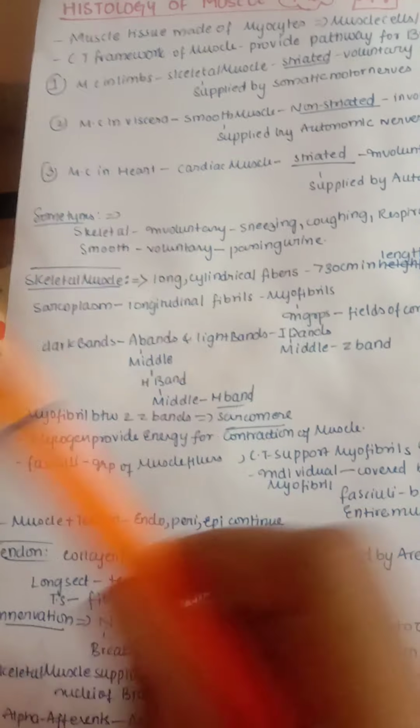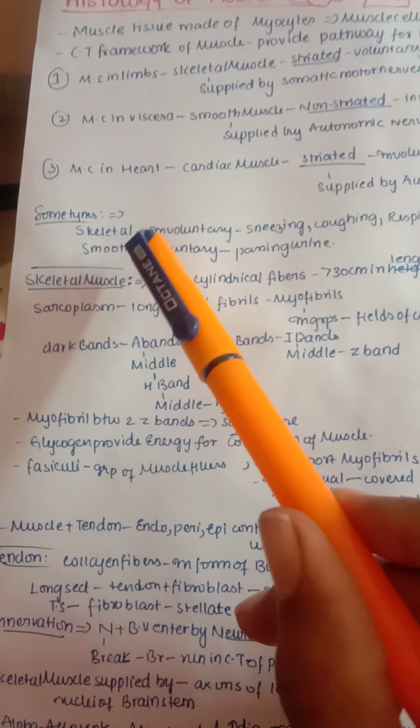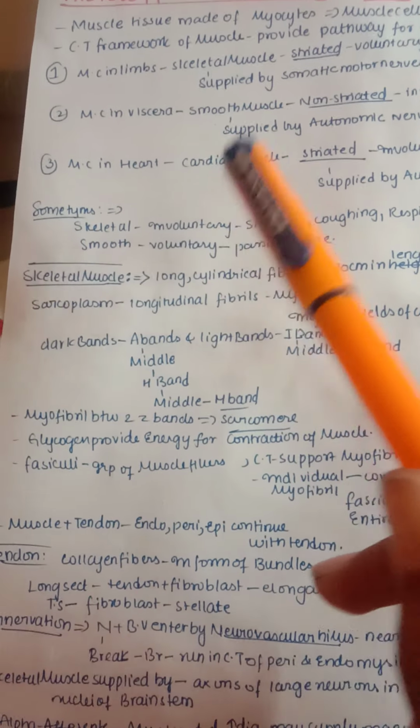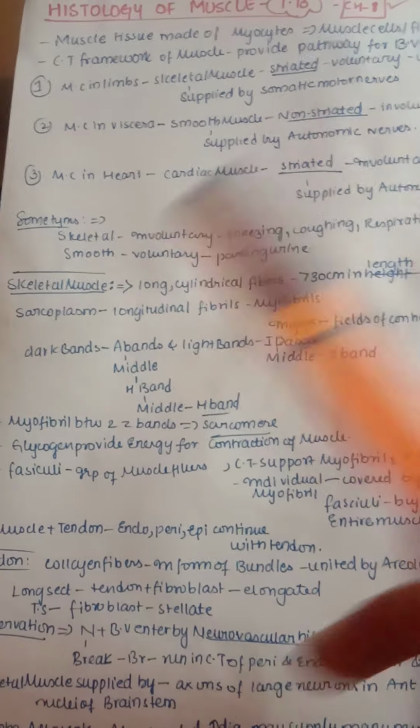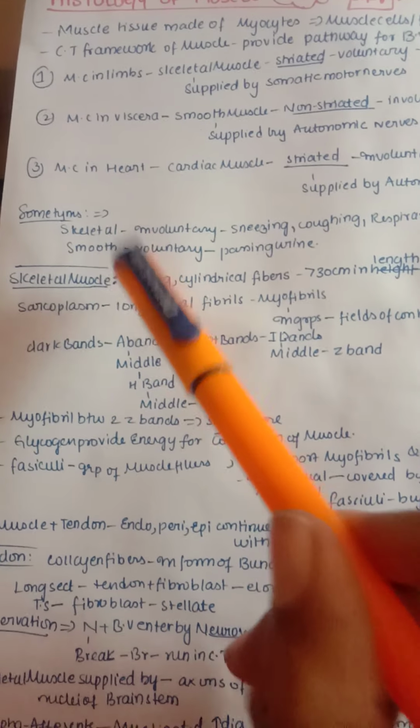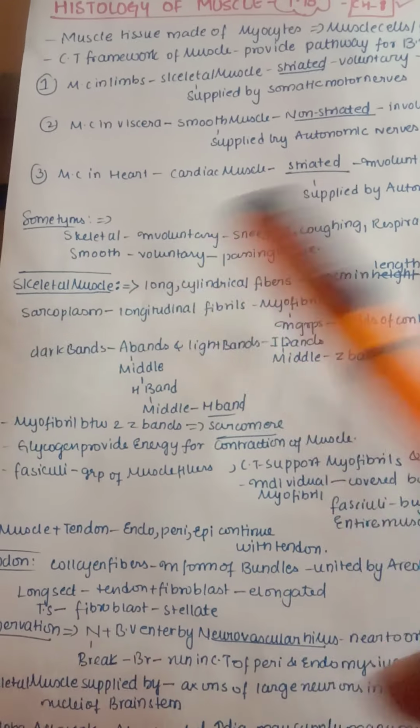So as you know, skeletal muscle should be voluntary, that is always in our control, but sometimes it is not under our control. In case of respiration, it is not under control, coughing, sneezing, etc. And smooth muscles should be always involuntary, but sometimes they are voluntary, like passing urine.